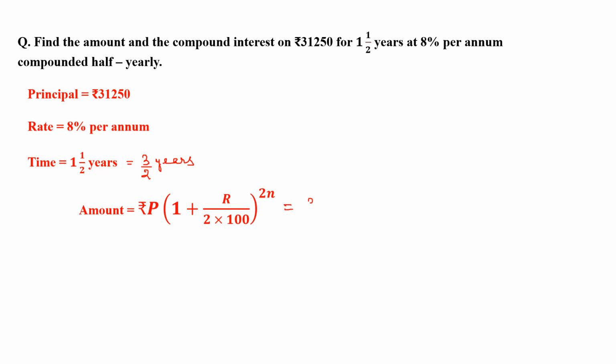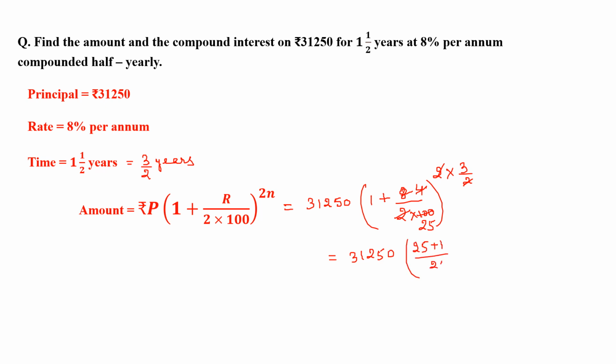Now I'm going to put the values in. Your principal is 31,250 rupees. Then 1 plus rate, which is 8 by 2 into 100, whole to the power 2 into n, where n is 3 by 2. So this 2 and 2 cancel, and 8 by 200 simplifies to 4 times 25, which is 1 by 25. Now if you solve it further, it will be 31,250 into (25 plus 1 by 25).